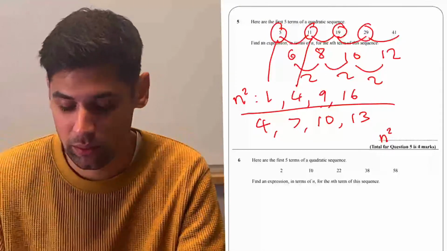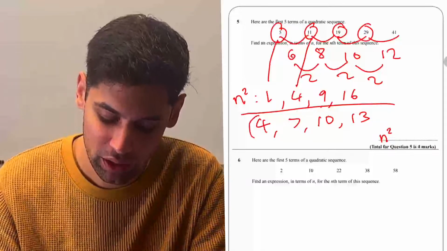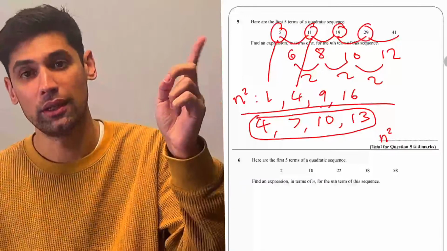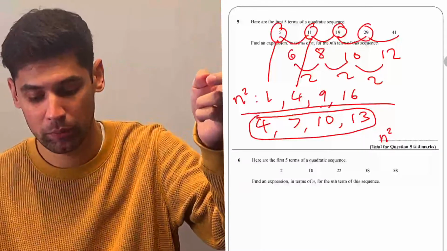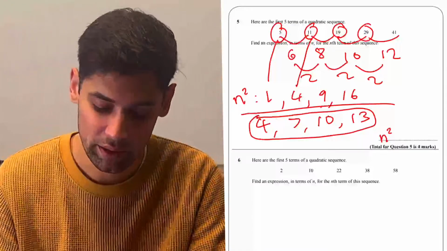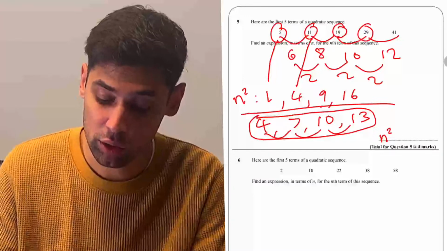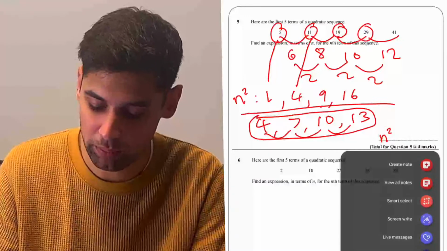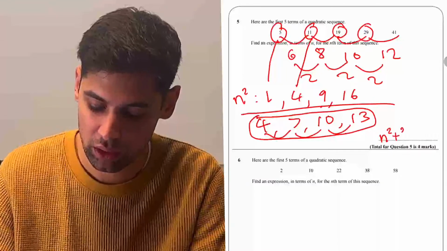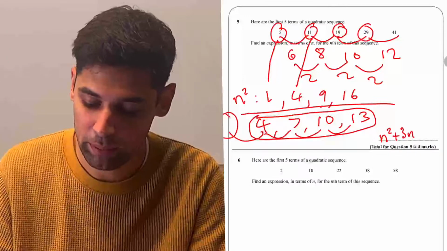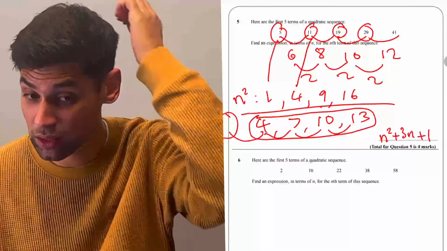Now we've subtracted these, what we actually have is a regular nth term sequence, the ones we've just been doing. That's why we were doing that practice earlier. So this is a regular nth term sequence, goes up in 3s, so it's going to be a 3n, and this is going to become part of our answer, plus 3n, and the 0th term, the term before, will be a positive 1. And that's the answer.